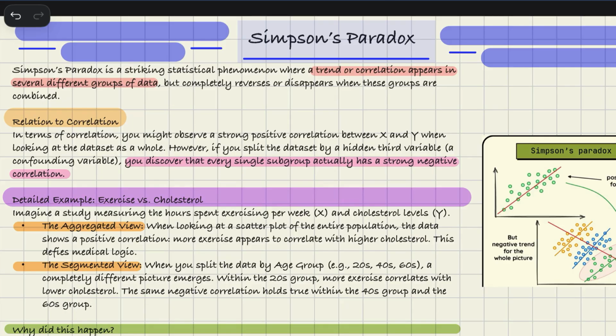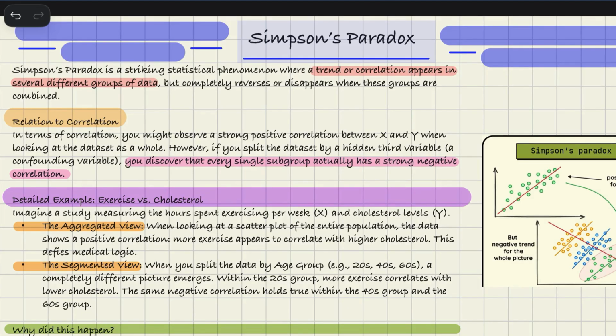A study tracking weekly hours spent exercising, which we regard as X, and blood cholesterol level as Y. Alright. So if we look at the aggregated view, if we plot the data of the entire population on one big graph, you see a bewildering positive correlation: if the exercise increases, the slope goes up, implying that the more people exercise, the higher their cholesterol is. Oh my god, this completely defies medical science, right?